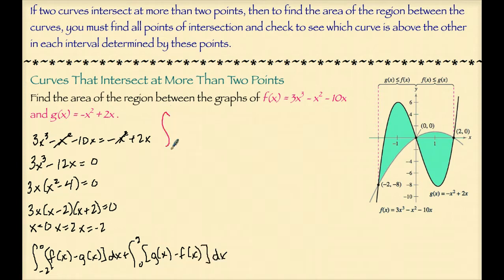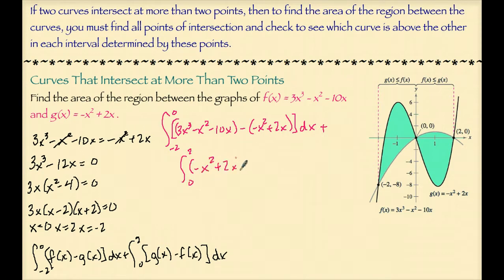So that means from -2 to 0, we'll have 3x cubed minus x squared minus 10x minus the quantity -x squared plus 2x dx, plus from 0 to 2, -x squared plus 2x minus the quantity 3x cubed minus x squared minus 10x.